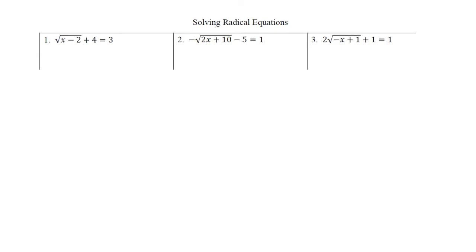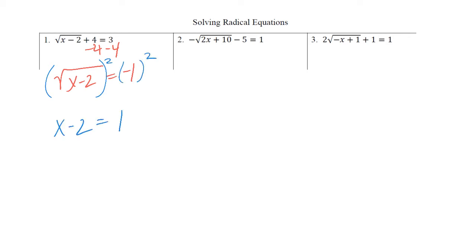So to get it by itself, if we're looking at number 1, the very first thing we need to do is minus 4 on both sides. So then we have the square root of x minus 2 equals negative 1. Then to get rid of the radical, we square both sides. So we have x minus 2 equals 1. Final step, add 2 to both sides. X equals 3, and you're done.